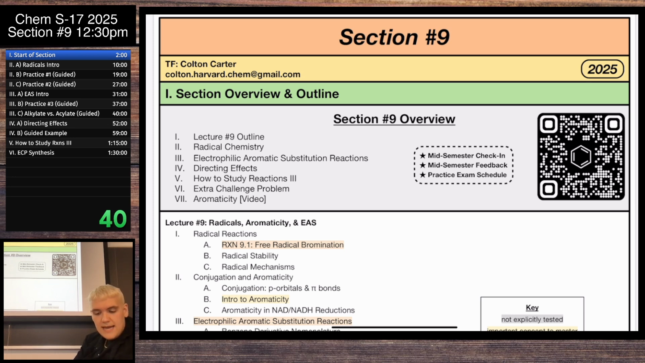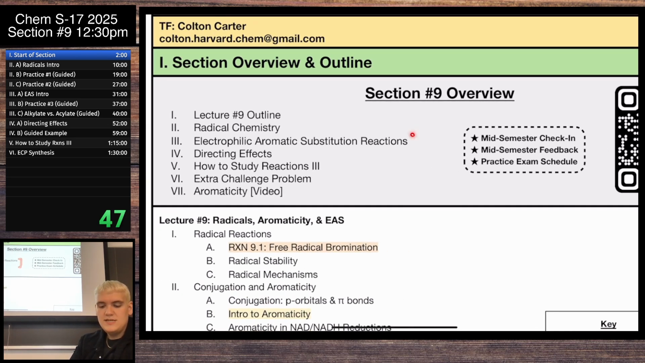Game plan for today. So we are going to talk about radicals, which we put off from lecture 8. Then we have EAS reactions and directing effects, which were kind of the bulk of lecture 9 yesterday. Then we are going to go into how to study reactions part 3, the threequel. And then finally, we will end off with a hard synthesis that we're going to do together in the extra challenge problems.